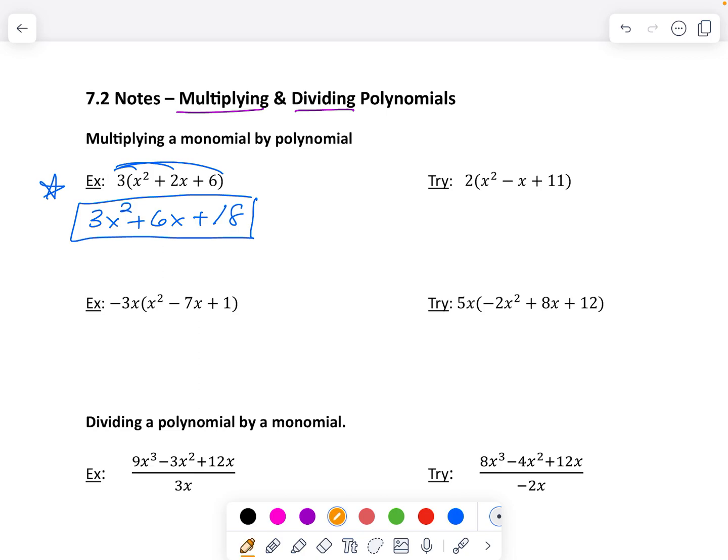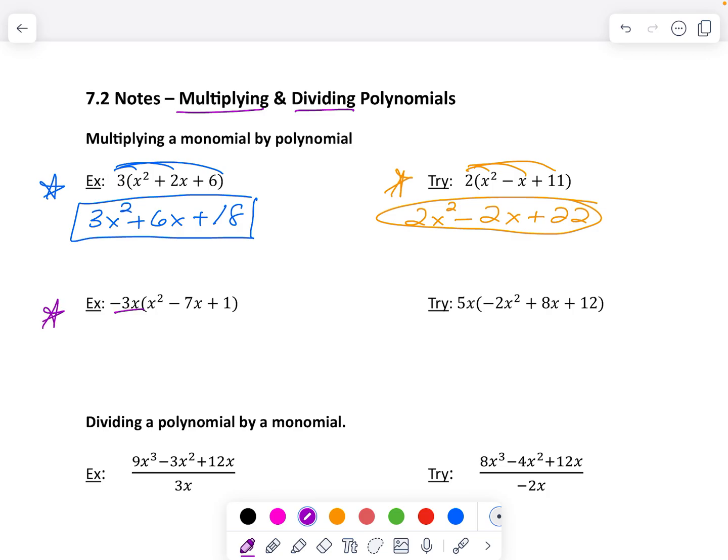You try this next one now. Pause it and then push play when you're ready to check. So we are going to distribute just like the last one, 2x squared minus 2x plus 22. Done.